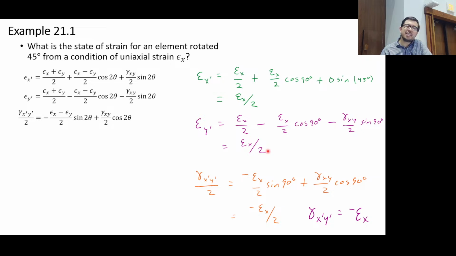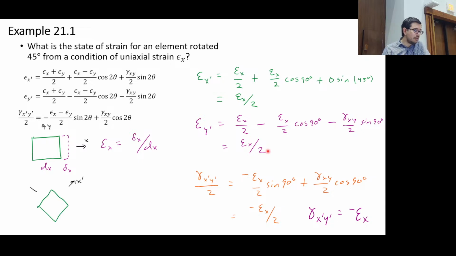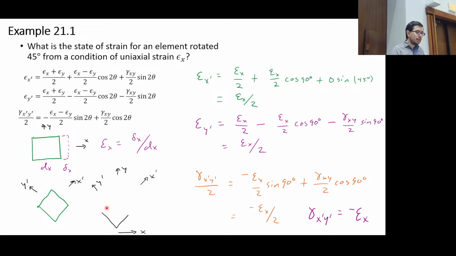So what does this kind of look like in terms of how the geometry might change? Well, if you have a delta x, you can say, okay, we have epsilon x. So you understand it's stretching in that direction. And now we're 45 degrees from it, because we've done this 45-degree transformation. And our x prime and our y prime are sticking out. This is 45 degrees relative to the original element. And we now take a look at the strain.